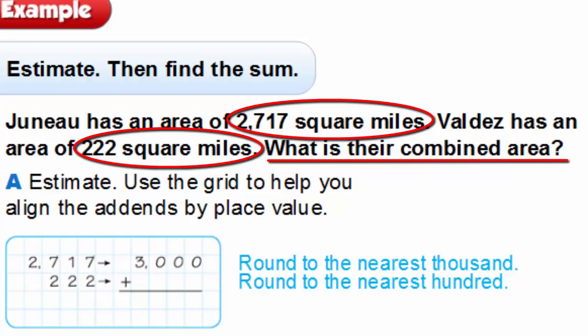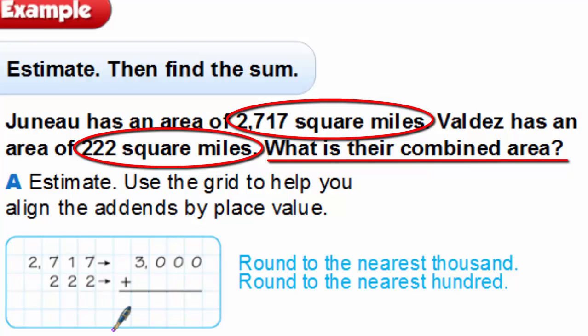We're going to use this grid to help us line up the addends by place value. So we put the 2,717, each digit in their own box. We put the 222 underneath. We line up the ones, the tens, the hundreds, and even the thousands. Then we're going to estimate. The first number we estimated to 3,000. We rounded it to the nearest thousand. This one we can't do the nearest thousand, but we could do to the nearest hundred.